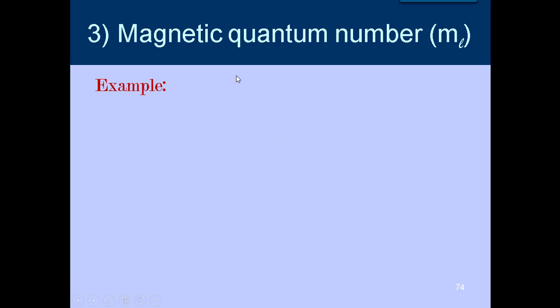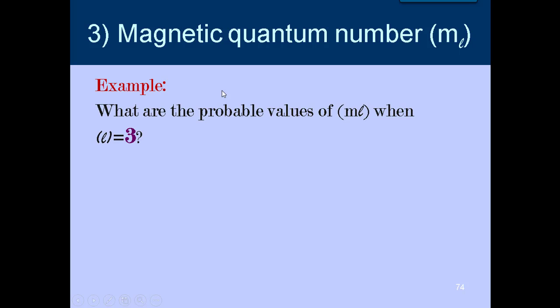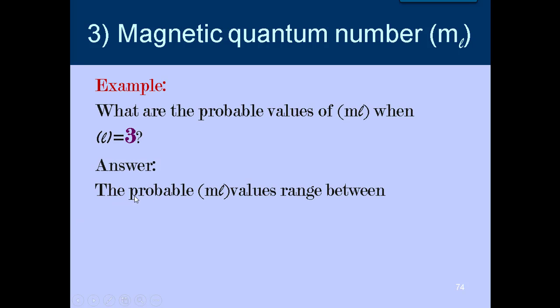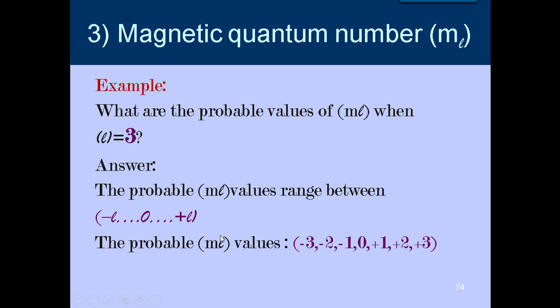Let's take an example. What are the probable values of magnetic quantum number when subsidiary quantum number equals 3? The answer is, the probable magnetic quantum number ranges between negative L to positive L. So we have here the probable values from negative 3 till positive 3. We have here the number of orbitals are 7.